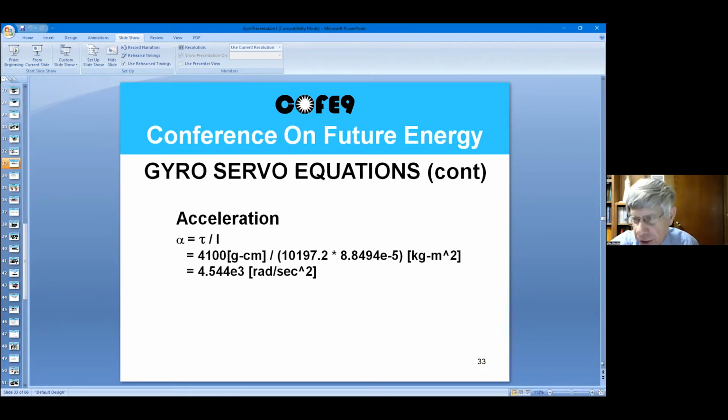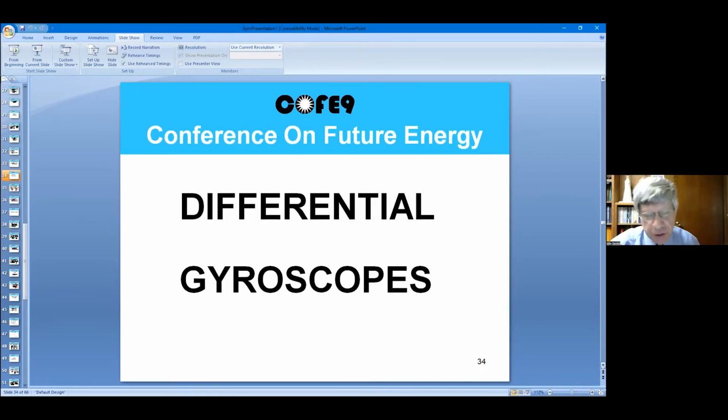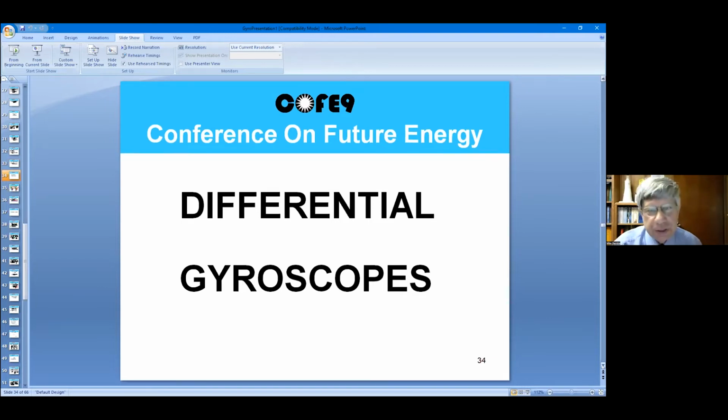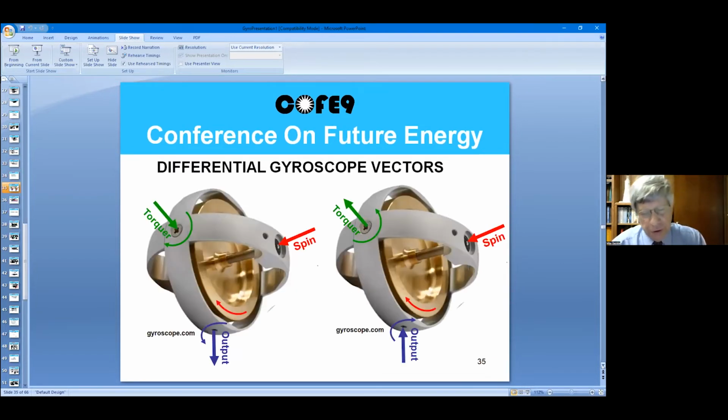Now we'll talk about gyroscopes, differential gyros in particular. And this is basics on gyros. There's 3 orthogonal or 90-degree vectors. The first vector is the spin vector, that's highlighted in red. And then the second vector is your torquer vector, that's highlighted in green. And the output vector is highlighted in blue.